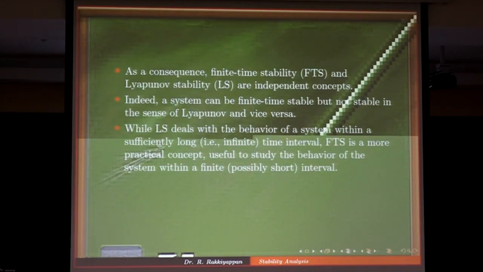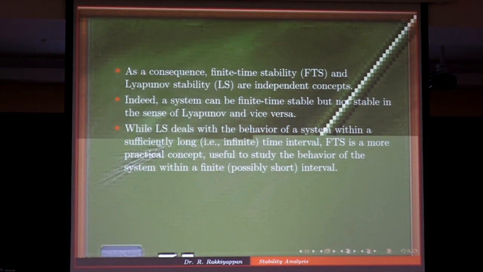As a consequence, finite time stability and Lyapunov stability are independent concepts. Indeed, a system can be finite time stable but not stable in the sense of Lyapunov, and vice versa. Obviously, this is true. Suppose you take a system having oscillation. For a particular time the system will be stable, but the same system cannot converge to your equilibrium point. So in this case the system is not stable in the sense of Lyapunov, but it is finite time stable. Why?